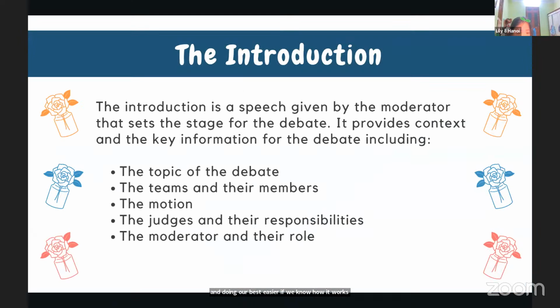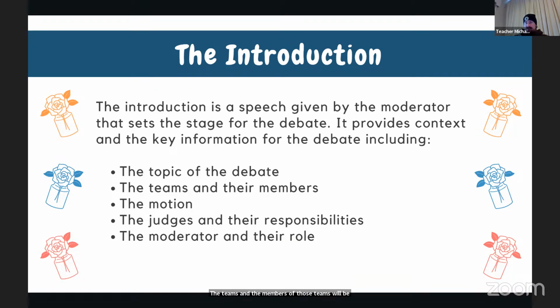The first part that we want to talk about is the introduction. The introduction is a speech given by the moderator, and the purpose of it is to set the stage for the debate. It provides all of the important information and gives context to the debate. The moderator will talk about things like the topic of the debate, and the teams and the members of those teams will be introduced.